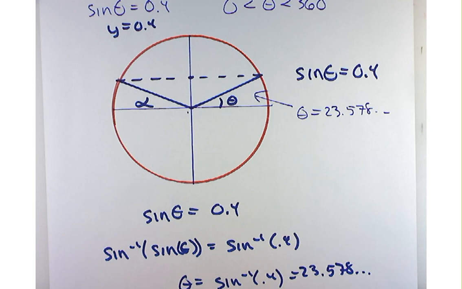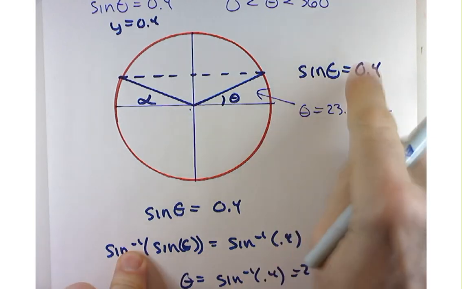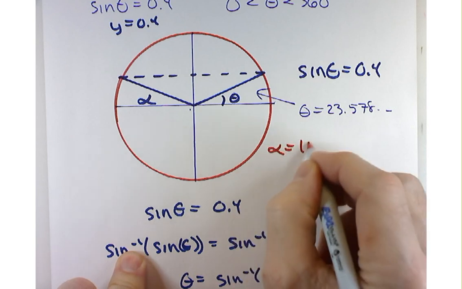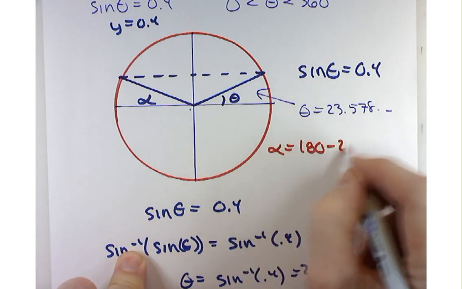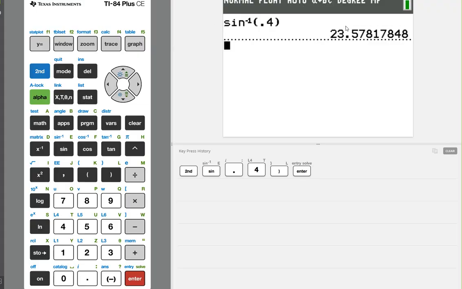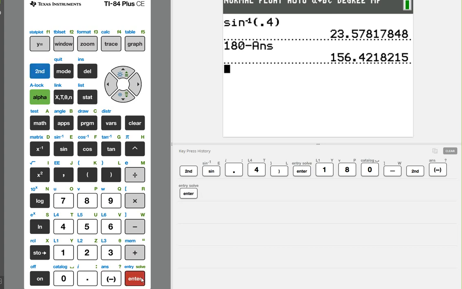Minus pi. If we were in radians, then you do pi minus this. But in degrees, we'll do what? 180. So alpha is going to be 180 minus 23.578. Now let me show you how to do that on the graphing calculator in a friendly way. I've already got this number stored in answers, so I can do 180 minus the previous answer. Second answer. Bam. So there you go. So the other one is 156.42.